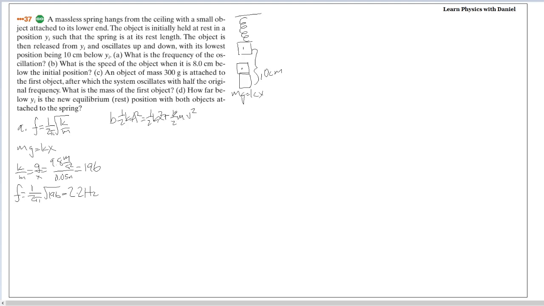So now let's solve for v. We cancel our halves and get that kA squared minus kx squared equals mv squared. Next, we divide by m and take a square root to see that v equals the square root of k over m times A squared minus x squared. I factored out this k because we have both of these. So once again, we use our ratio of k over m, so we have 196 times 0.05 squared minus 0.03 squared, and if you plug that all into your calculator, you should get that v equals 0.56 meters per second.